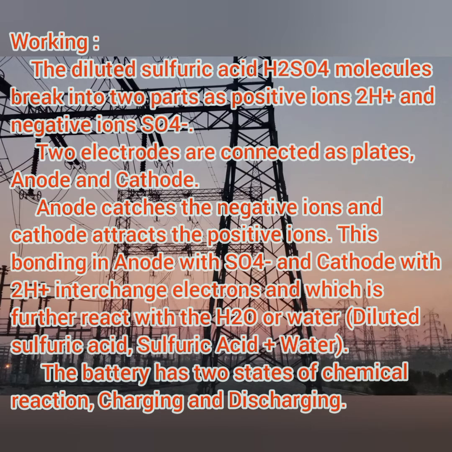The anode attracts the negative ion, and the cathode attracts your positive ion. So this bonding is anode with SO4 minus and cathode with your 2H plus. The anode, the positive plate, in the sense your lead peroxide, catches your SO4 minus of your electrolytic solution. Then your negative sponge lead attracts or catches the positive ion 2H plus.